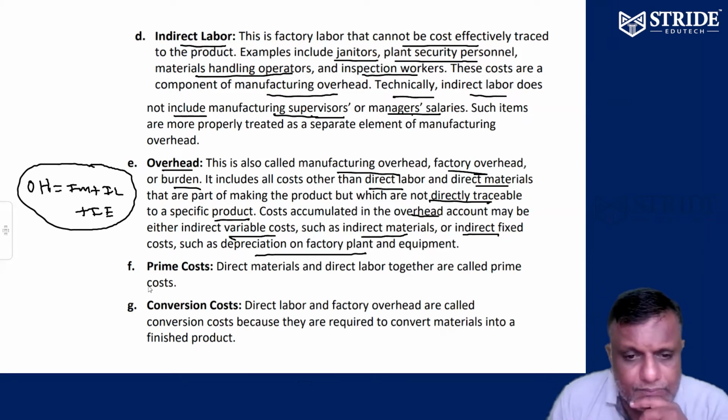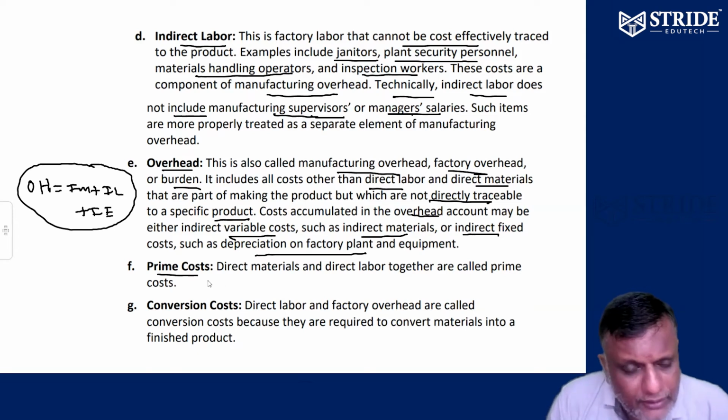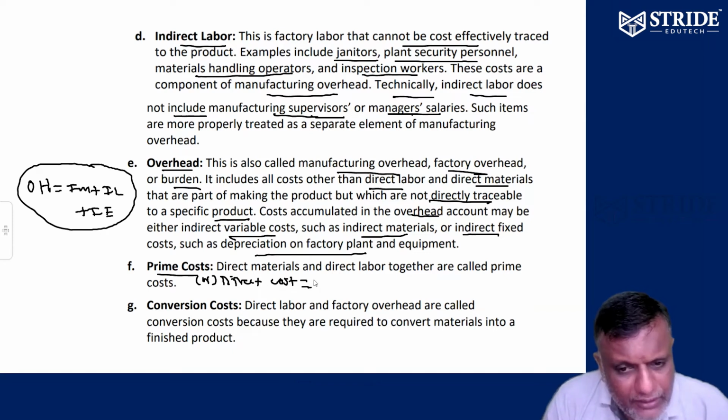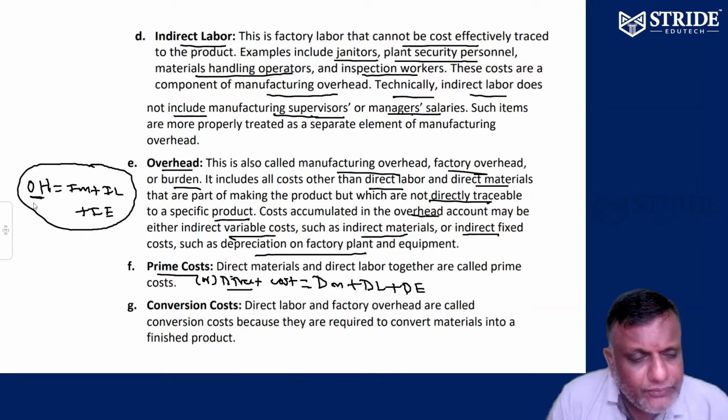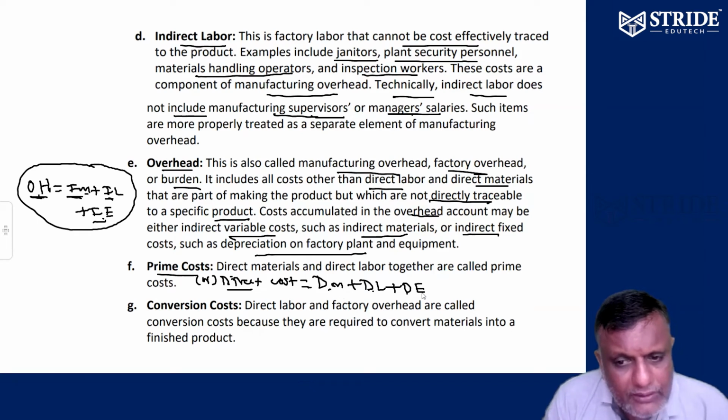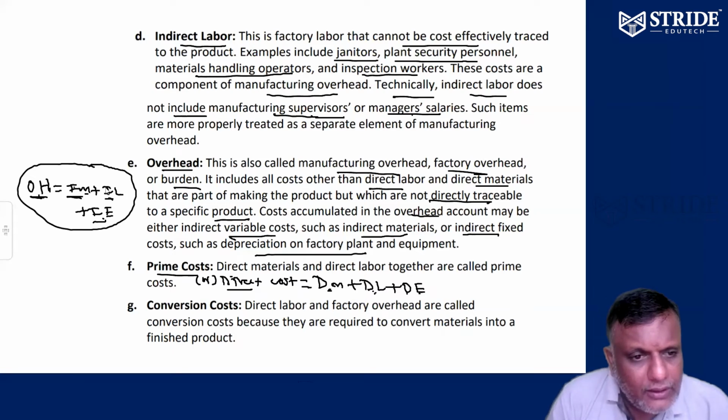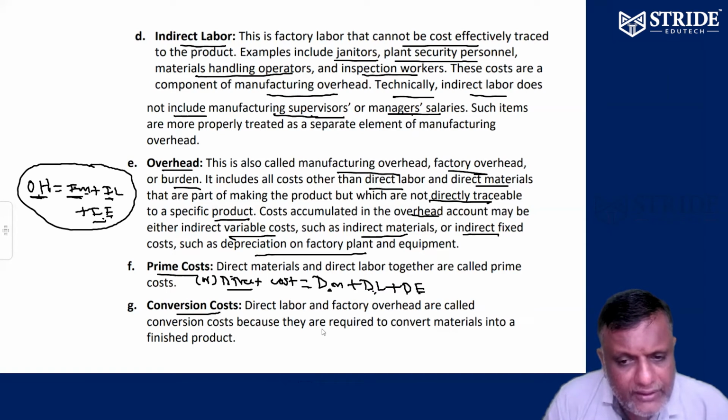I told you about prime cost. Prime cost has one more name: direct cost. I earlier told you about the cost sheet. Direct cost or prime cost is equal to the aggregate of direct material plus direct labor plus direct expenses. What are overheads? The aggregate of indirect material, indirect labor, and indirect expenses. Traceable is direct; non-traceable is indirect.